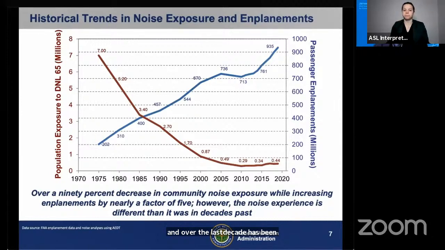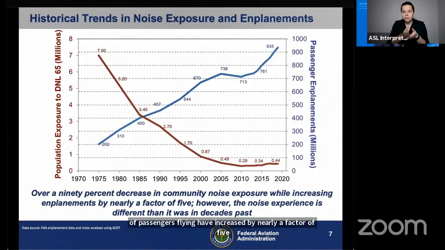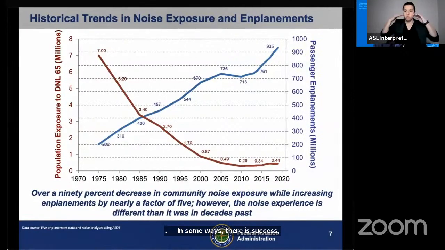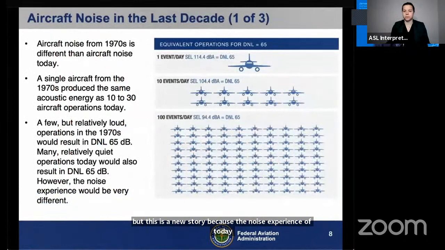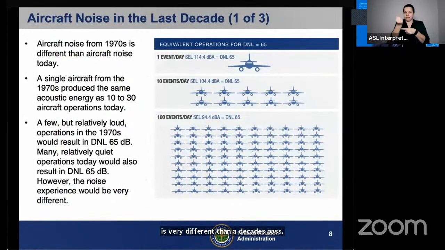Now, at the same time, the number of enplanements, number of passengers flying, has increased by nearly a factor of five. So in some ways there's success here, but it's a nuanced story because the noise experience of today is very different than it was in decades past. So if one were to go back to the 1970s, you would have, obviously, much fewer operations than today. And the aircraft that were operating were much louder. In fact, an aircraft from the 1970s produced roughly the same acoustic energy as 10 to 30 aircraft operations today.